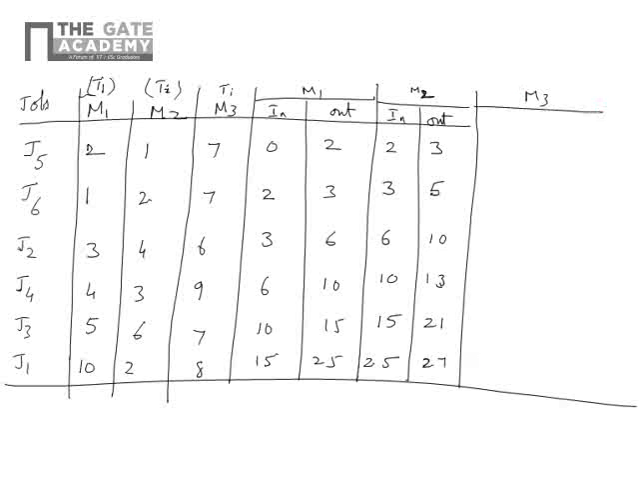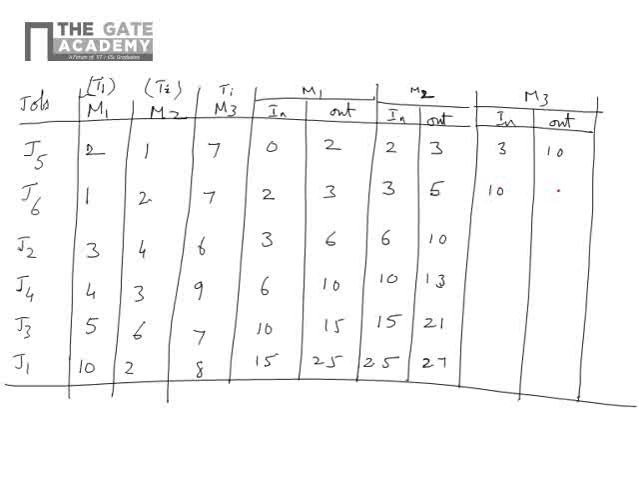Machine 3 next, in and out time. At the third hour we got the job. So 3 plus 7 is 10. 10 plus 7 is 17. 17 plus 6 is 23. 23 plus 9 is 32. 32 plus 7 is 39. 39 plus 8 is 47.